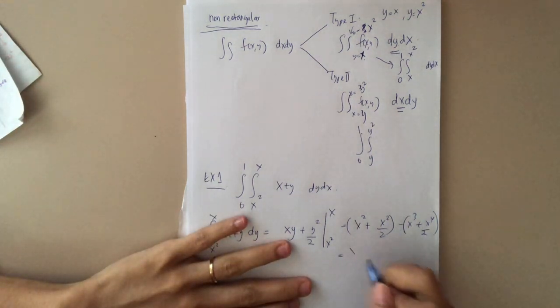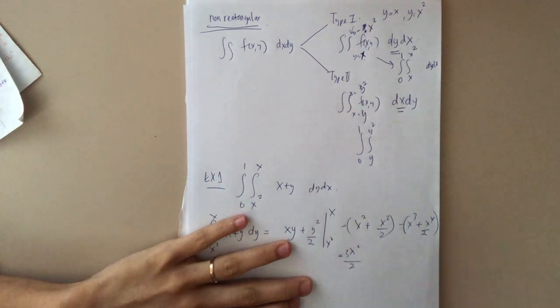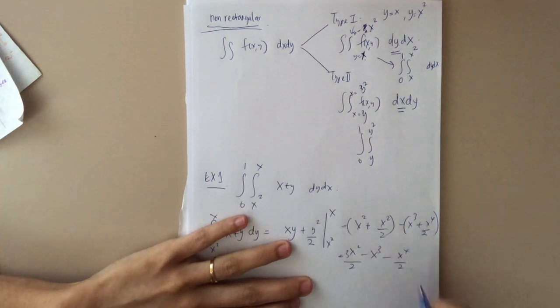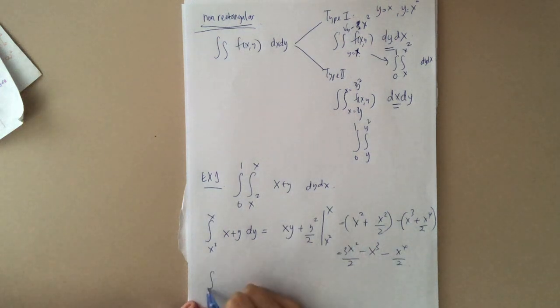So open the bracket. This one will be 3x squared over 2. This one is negative x cubed minus x^4 over 2. Okay, done. So by using this answer, we proceed to another integration here.